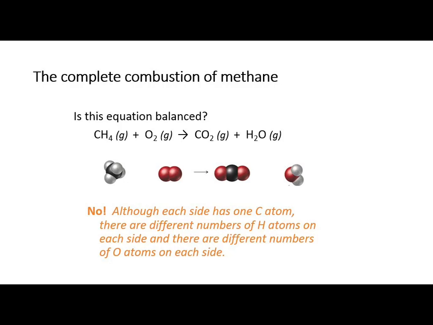It's not balanced. The carbon looks okay, doesn't it? I was looking at this in my office. There's 1 carbon on each side, you're like, cool. But there are 2 oxygens on one side, and I got 3 oxygens over there. So you're like, nah, that's not right. I got 4 hydrogens over there and 2 hydrogens over there.